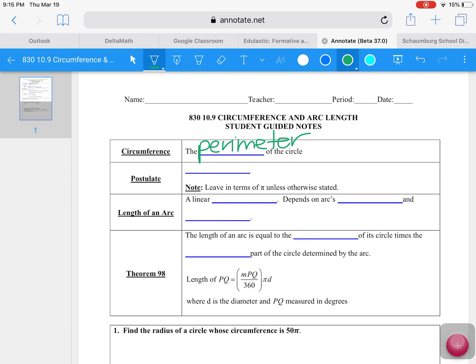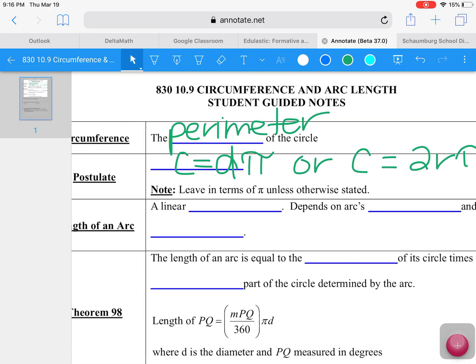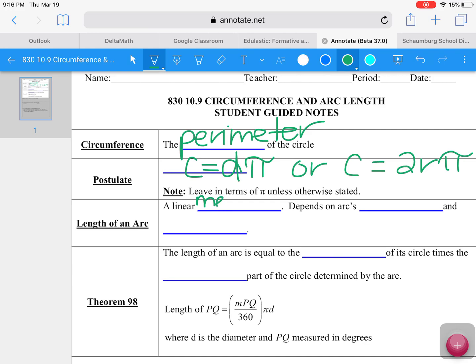So to find circumference, circumference is equal to the length of the diameter times pi, or circumference is equal to 2 times the radius times pi, because twice the radius is equal to the diameter. So the length of an arc is a linear measurement. So that's what we were talking about before, meaning feet, inches, meters. And it depends on the arc's measure and the circumference of the circle.